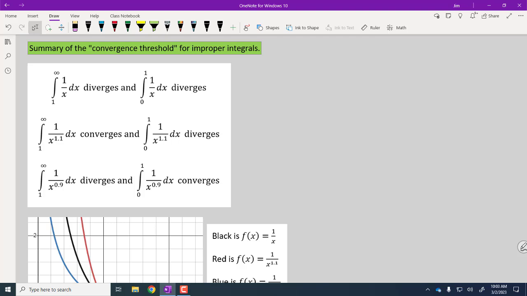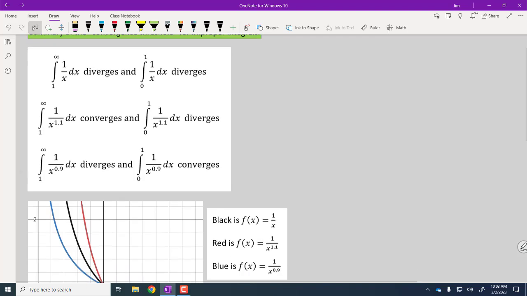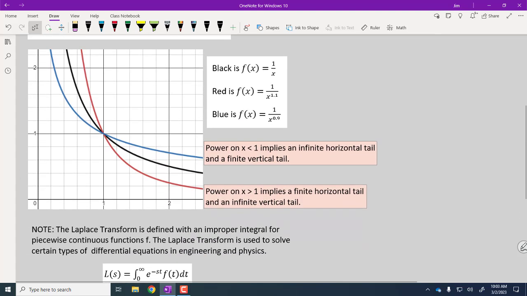And so most of the time, let's go down to the graph here. So the black curve is 1 over x. That is going to have a tail horizontally from 1 to infinity that diverges. It's also going to have a vertical tail that diverges. So 1 over x diverges both vertically and horizontally. That is going to be our threshold function.